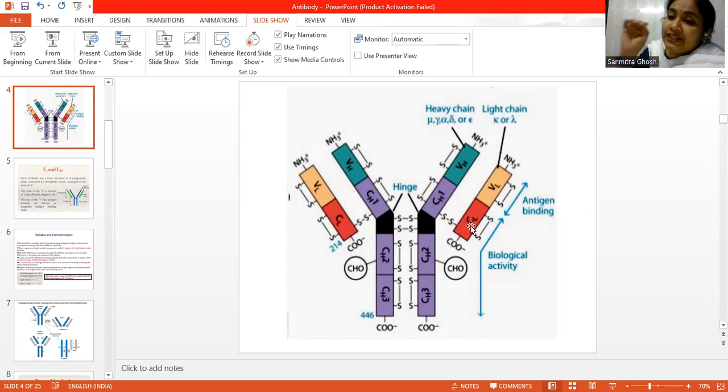Now, this black region is referred to as the hinge region. If the hinge region is not present, there will be 4 segments of the constant region, CH4. And if the hinge region is present, then there will be 3 constant regions, CH1, CH2, and CH3. Now, this particular portion, that is the constant region, is attributed to the biological activity, and the topmost portion of these 2 Fab arms are dedicated for the antigen binding.